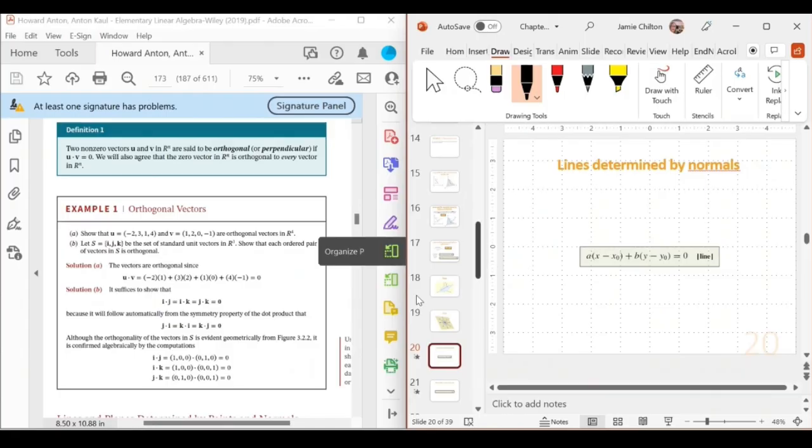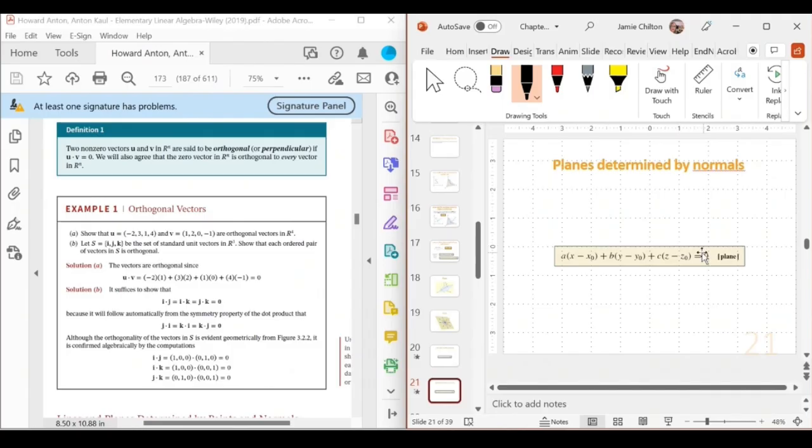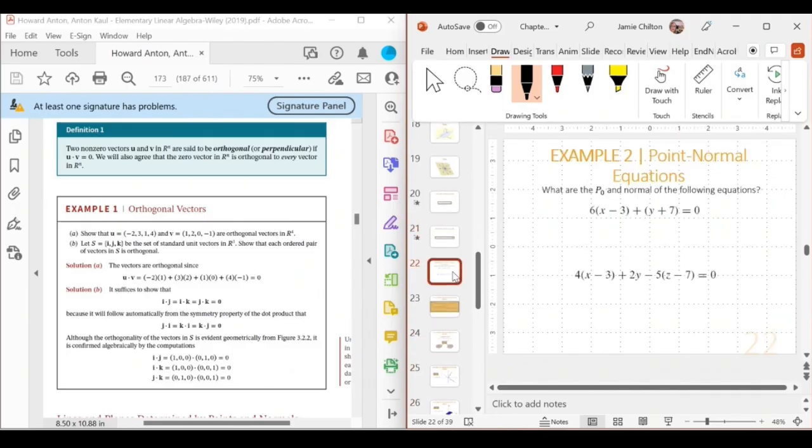So for lines, we're going to use normals to determine our lines. We're also going to use normals to determine our planes. So these are all laid out separately. You're going to want to take a look at this equation. You want to notice that this is all set equal to 0. Same thing for your planes. This is all going to be set equal to 0. So important things to notice here.